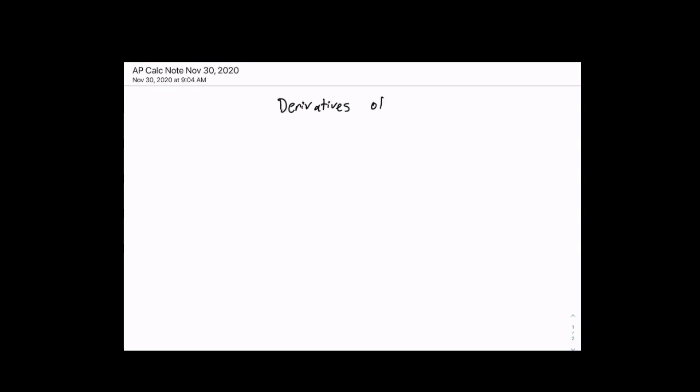Derivatives of inverse trig functions. Now this topic is a very minor topic. It deals with inverses, and inverses are also connected to implicit differentiation.